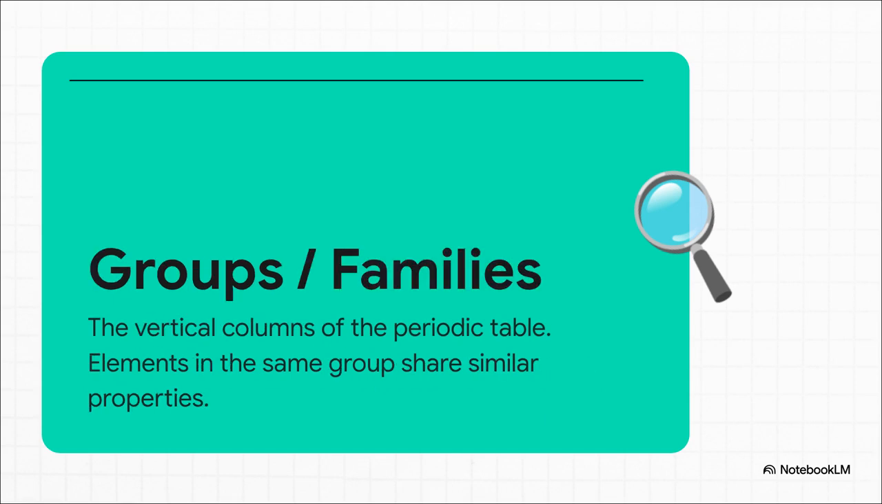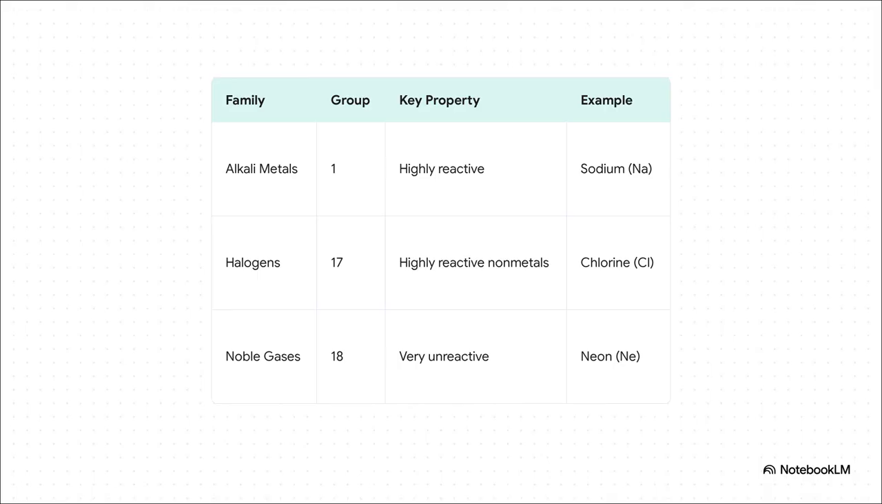Next, we have the groups, which people often call families. These are the vertical columns that go up and down. And this is where the magic really starts to happen. See, elements in the same column act like a family because they have really similar chemical personalities and behaviors. And you can immediately see how this creates these distinct neighborhoods all over the table.